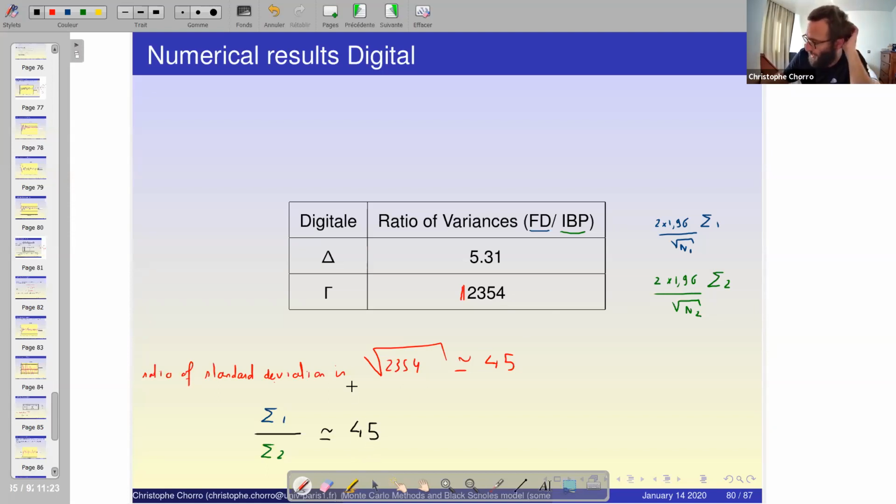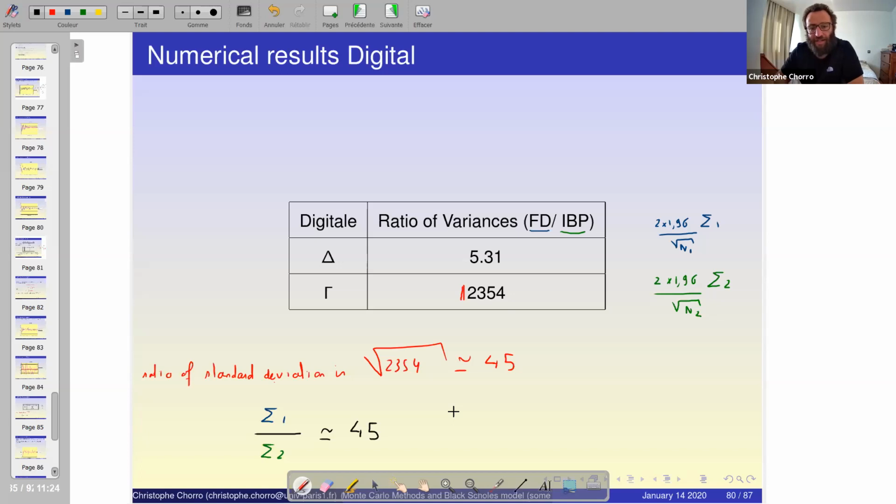So to obtain the same degree of precision with one method and the other, I have to use a sample size that is multiplied by this. Something that is really huge, huh? Because in general, if I use 1 million simulations to obtain a precision with the integration by part methodology, I will need to use a sample of size 45 million. And if I do this for a huge number of products, at the end you have a difference of computation times that is really huge.